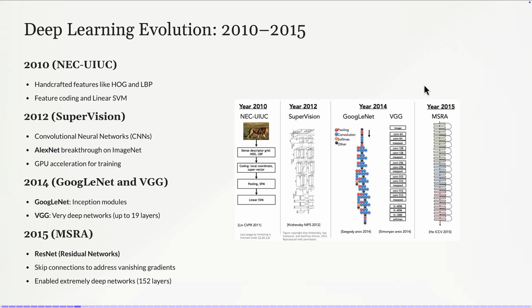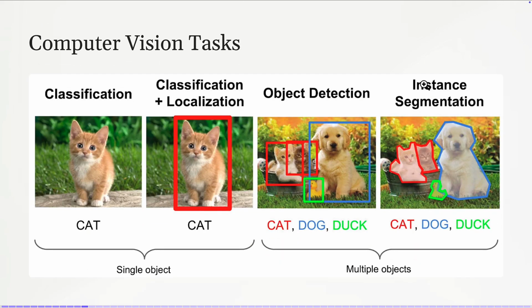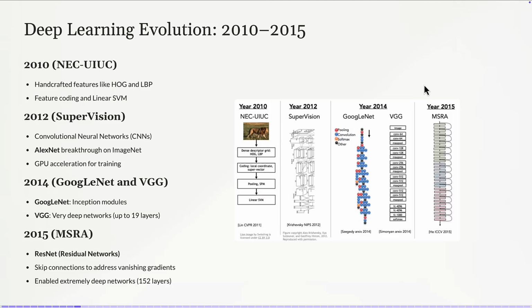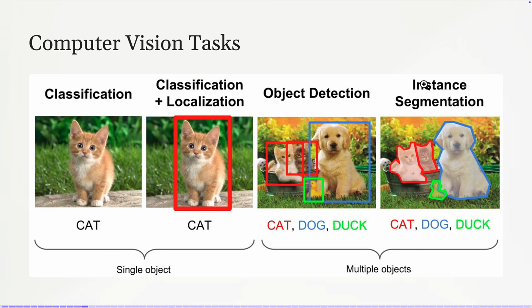Okay, so this is a summary of the deep learning evolution from 2010 to 2015. And then computer vision tasks have evolved. The architecture that I presented is only about image classification. What does it mean? I give an image, and I will tell you what is inside. And this assumes that I have only one object.